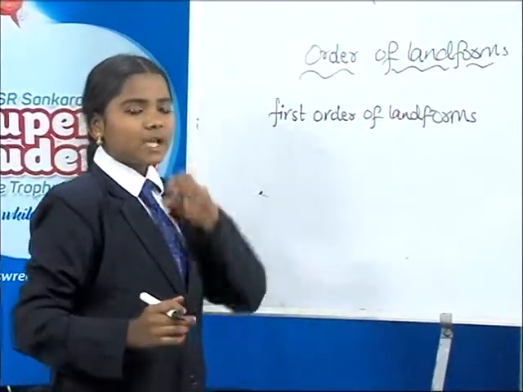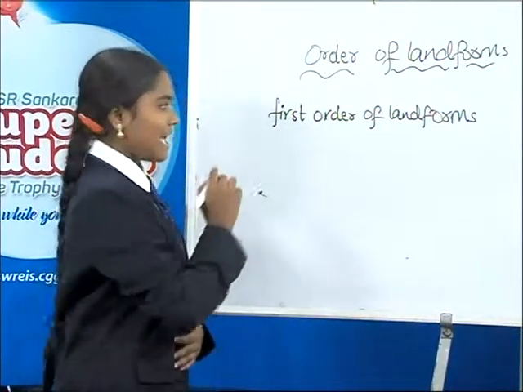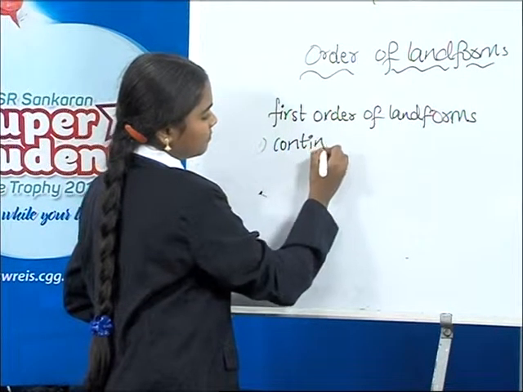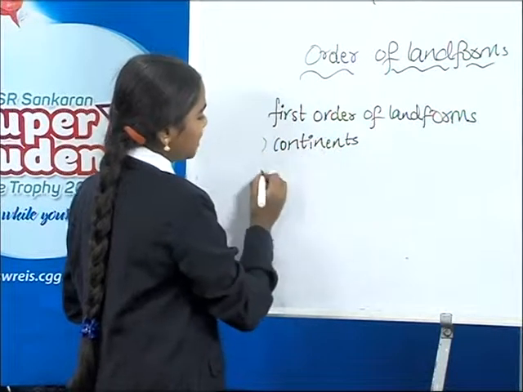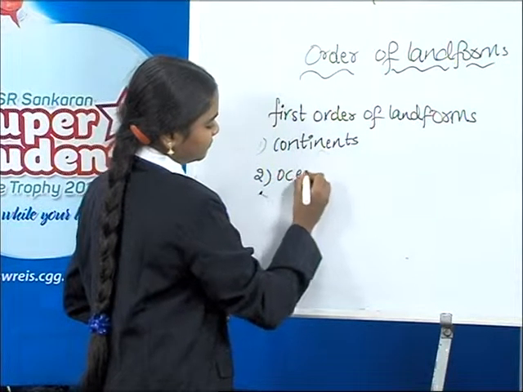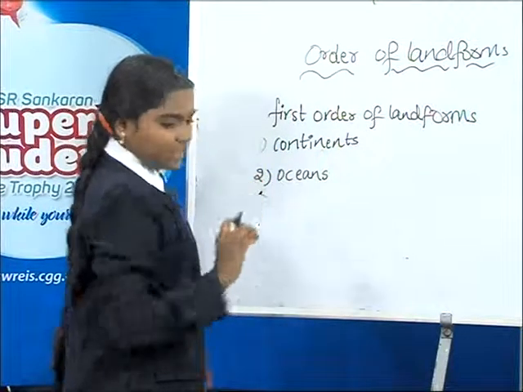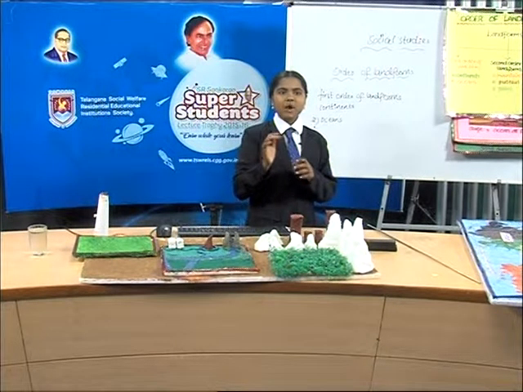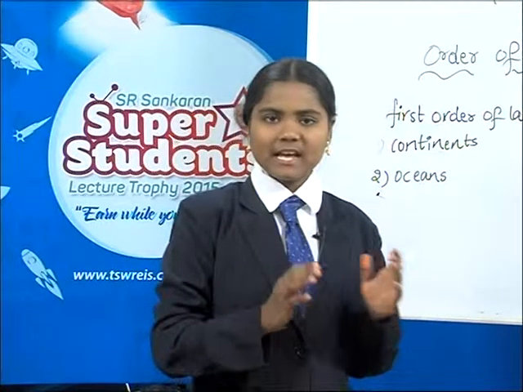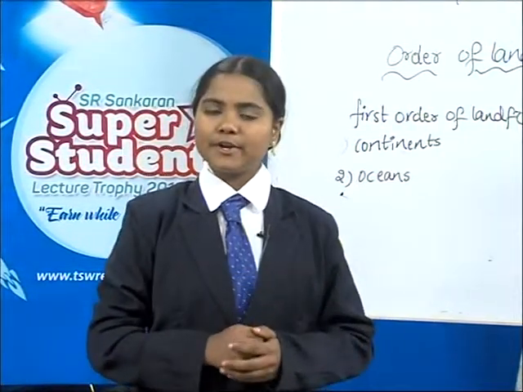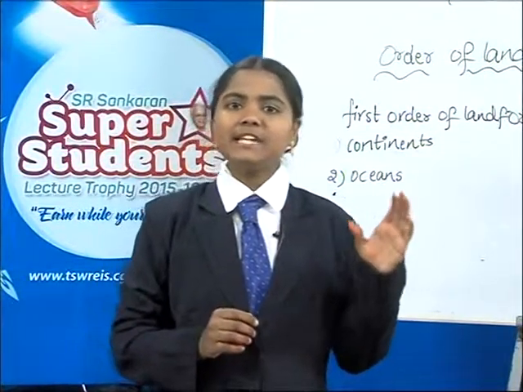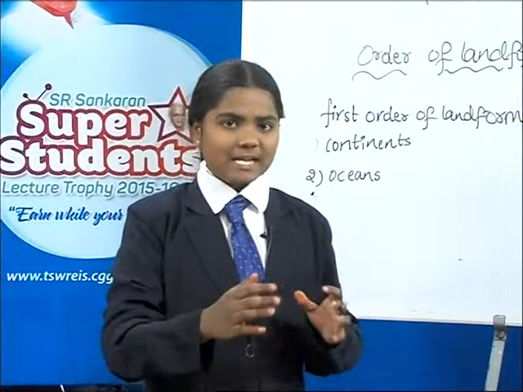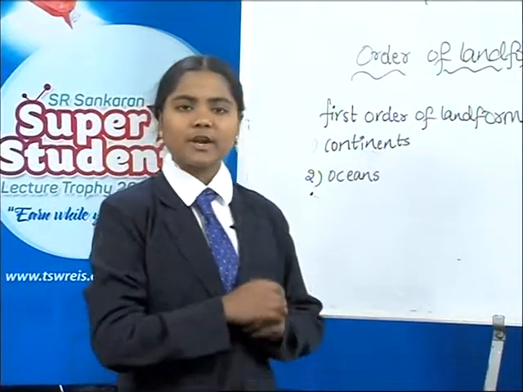Tell me friends, what are the first order of landforms? Continents and oceans. The first order of landforms means the primary division of the earth's crust. Listen carefully. The primary division of the earth's crust is known as the first order of landforms. Let's learn about the formation of the first order of landforms.